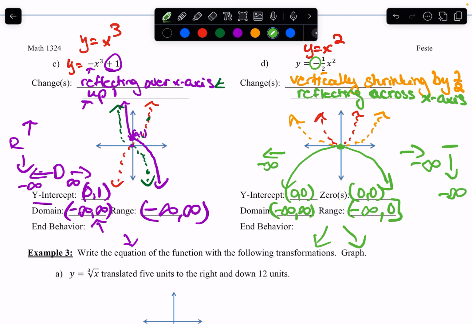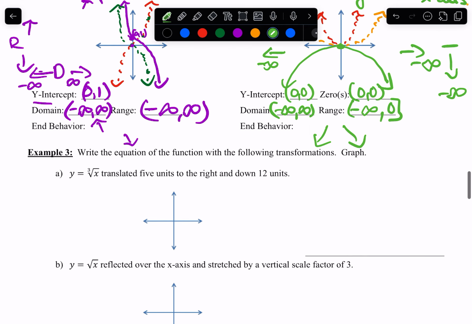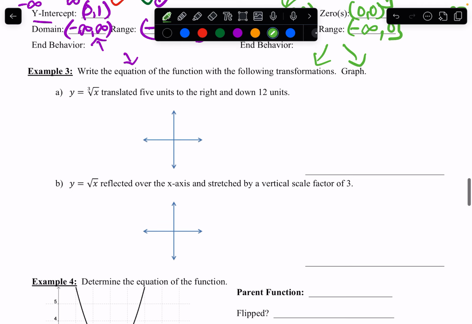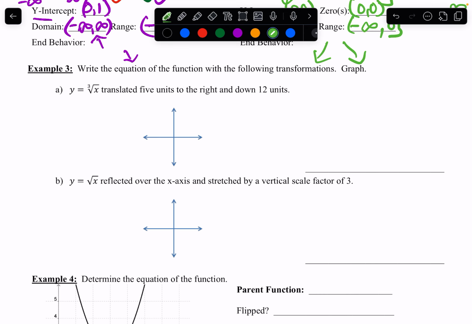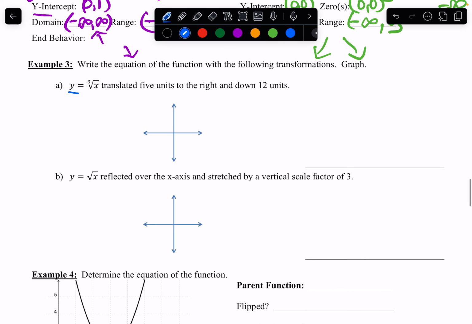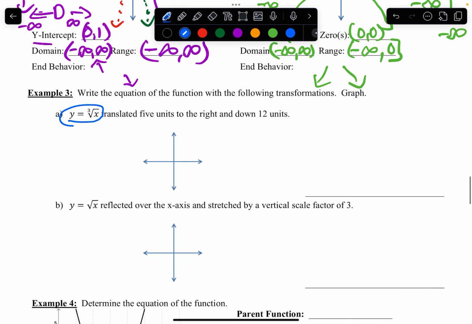Okay, let's see. So that was example 2. Now we're going to go on to example 3. We are now actually writing the equation of the function with the following transformations, and then we're graphing it. So our parent function is y equals cube root of x. Translate it 5 units to the right and down 12 units.